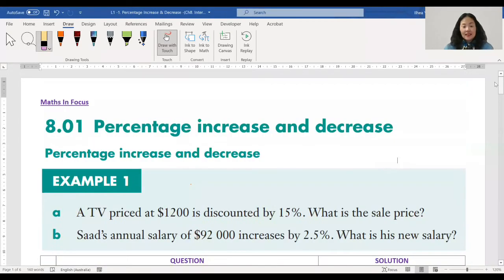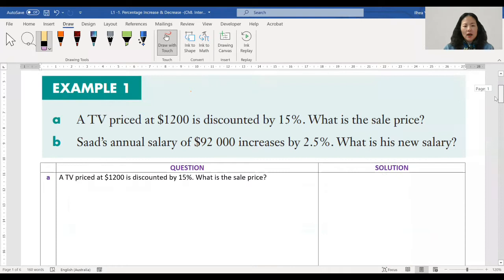Today's lesson is a new chapter, finance mathematics, interest and depreciation. And the first little subtopic is percentage increase and decrease. So let's have a look at example 1. A TV priced at $1,200 is discounted by 15%. What is the sale price?